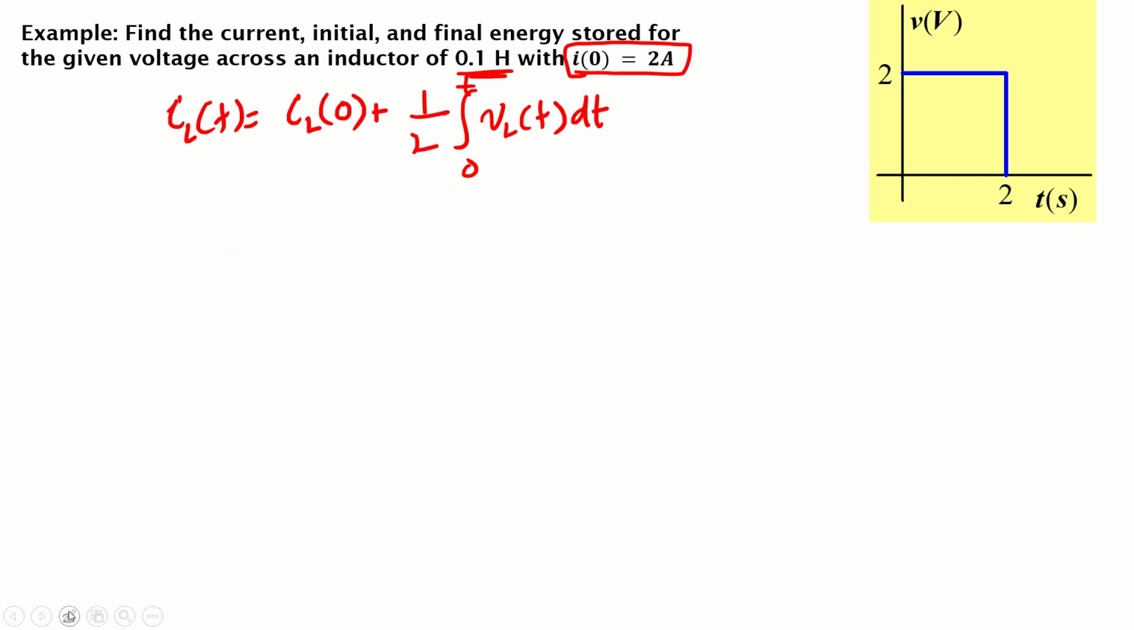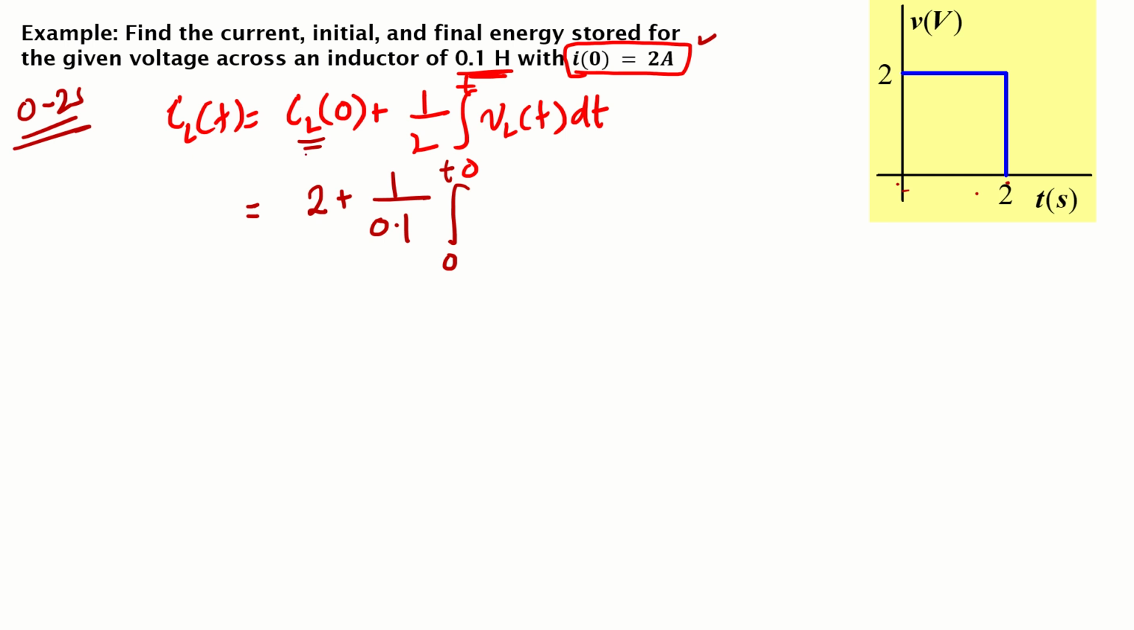Alright. So for this case, the initial value of the current we already know is 2 milliampere. So we will just plug in this number here. 1 over L, 0.1, and we are going to integrate from 0 to t. We have only a waveform from 0 to 2 seconds, right? So we are just solving for this case only, from 0 to 2 seconds.